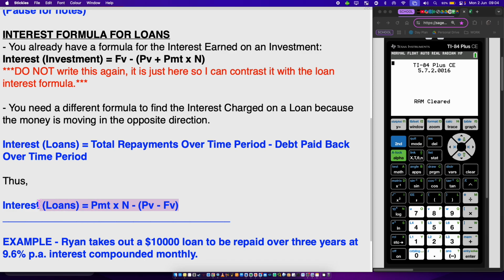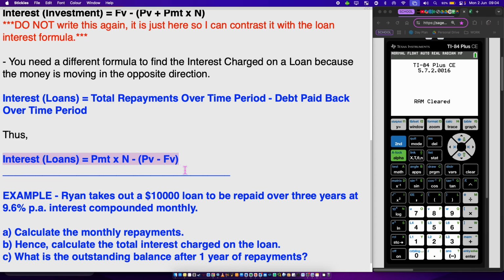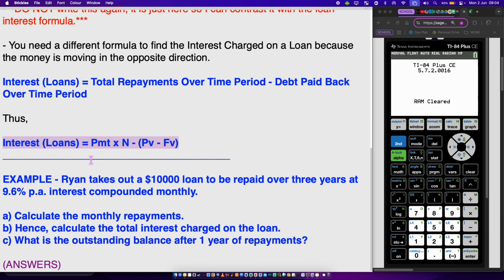This formula here is not in your book, so please get that. The interest on loans is PMT times N, take away PV, take FV. I'll give you time to get that down. That is not in your textbook. They've got a variation of it, but their version only works if you're paying off the loan in full. My version works for a loan that you've partially paid off. Get that formula down, and then we'll do Ryan's example here, taking out a 10 grand loan. So highlight it in pink.